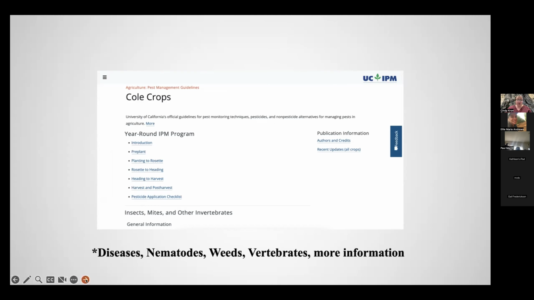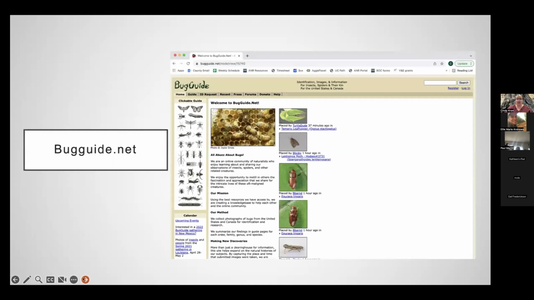So you scroll down, you find the insect that's causing problems, you click on that, and it's going to tell you more information about its life cycle, about control measures, about organically accepted methods, about biocontrol, about cultural practices. And so a lot of information is included on those individual pages.